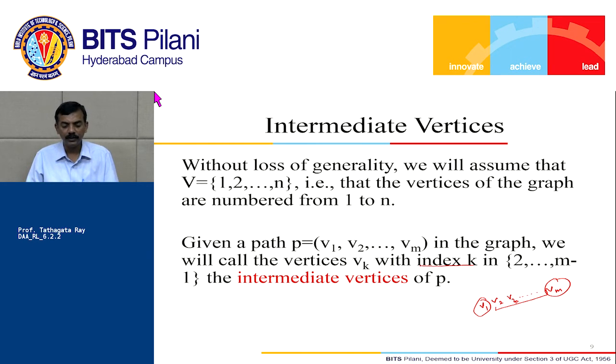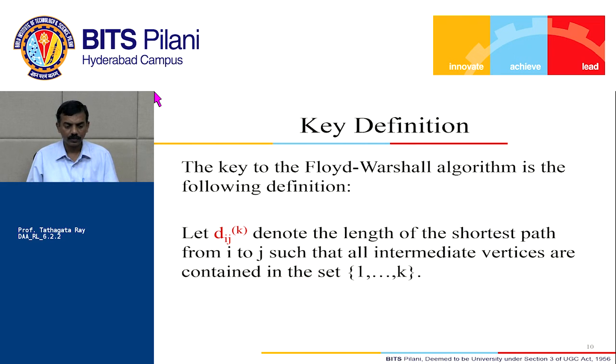Given a path P, which is nothing but a sequence of vertices v1 to v2 to v3 till vn in the graph, we will call the vertices vk with index k lying between 2 to n minus 1 as the intermediate vertices of P. Okay. So now let's understand what is the basic property the Floyd-Warshall algorithm exploits.